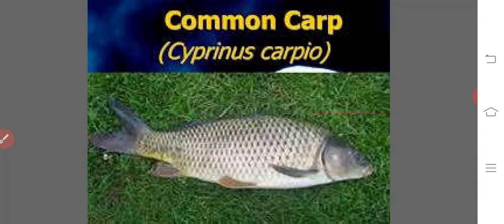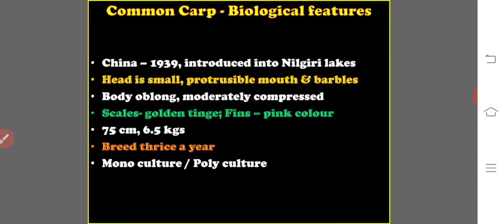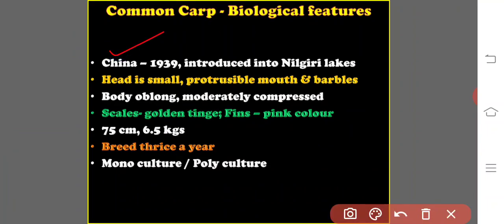Let us see, this is the common carp, Cyprinus carpio. This is commonly called a common carp and it is of Chinese origin. In 1913 it was imported from China, and for the first time it was introduced into the Nilgiri lakes. The characteristic features are: head is small, protrusible mouth, small barbels are there, and the body is oblong, moderately compressed, and scales are in golden tinge, golden color, fins are in pink color.